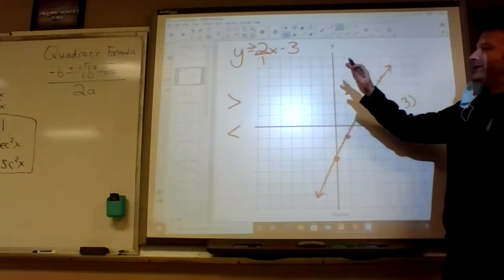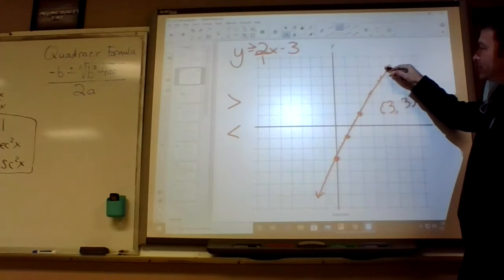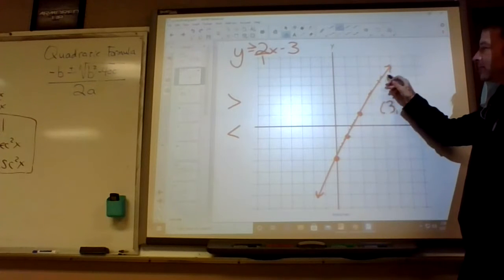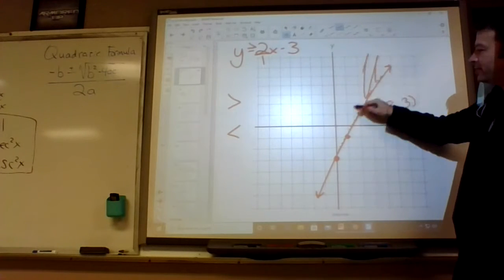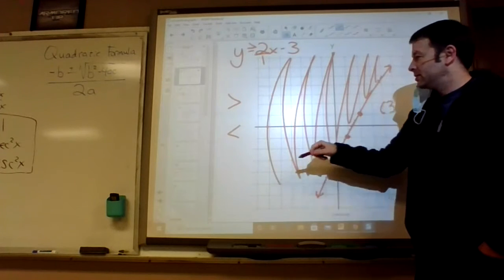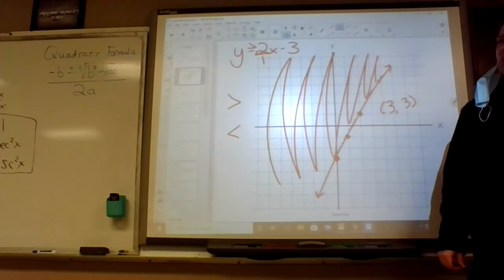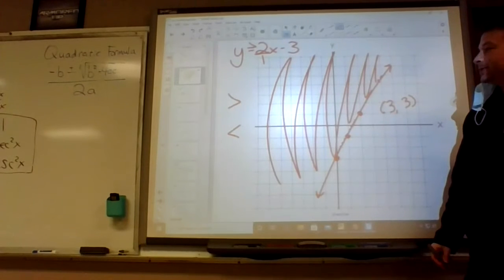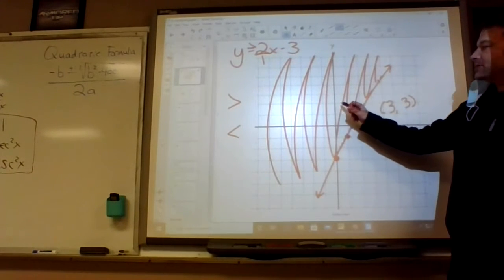Okay, if it's y is greater than, then what I'm going to do is shade. I'm still going to draw the same line, and I'm going to shade everywhere above the line. Why did I shade in any of that spot?